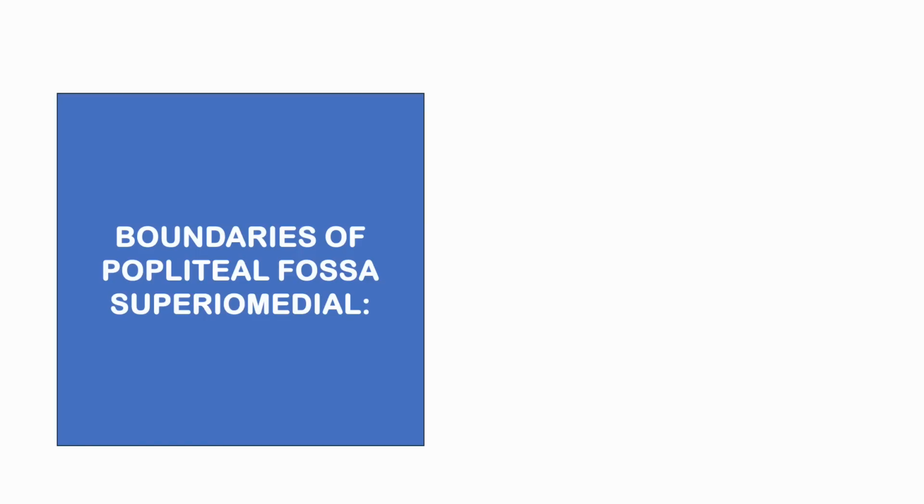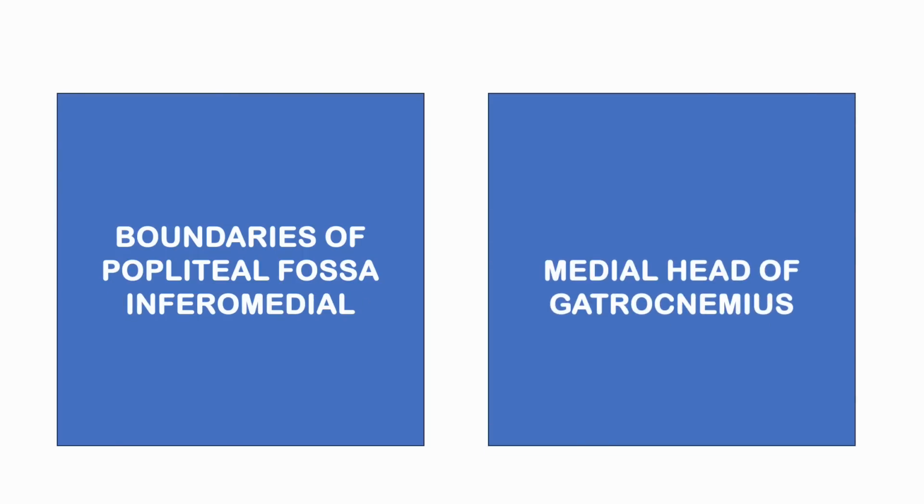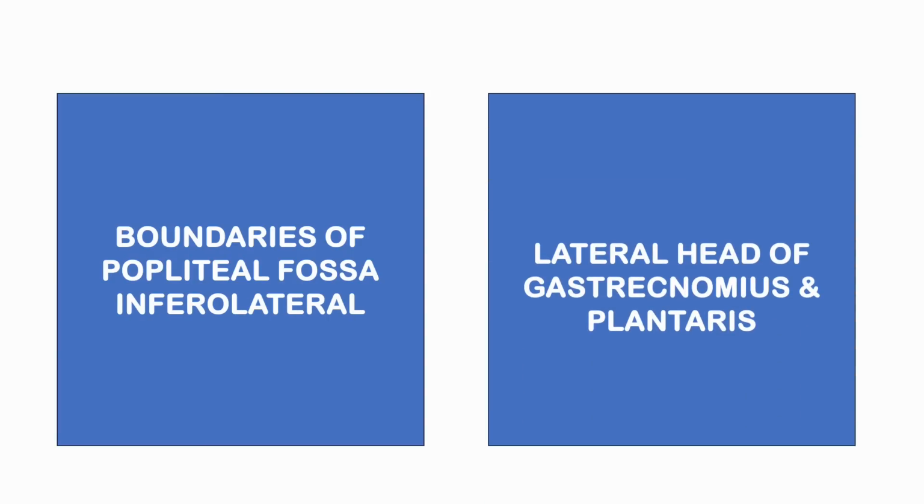Boundaries of popliteal fossa: superomedially it is semimembranosus. Superolaterally it is the biceps femoris. Inferomedially is the medial head of gastrocnemius, and inferolaterally there are two things: lateral head of gastrocnemius and plantaris.